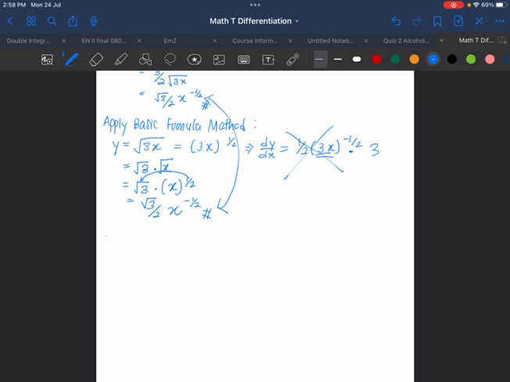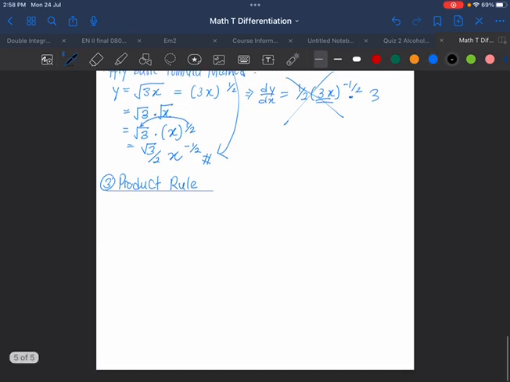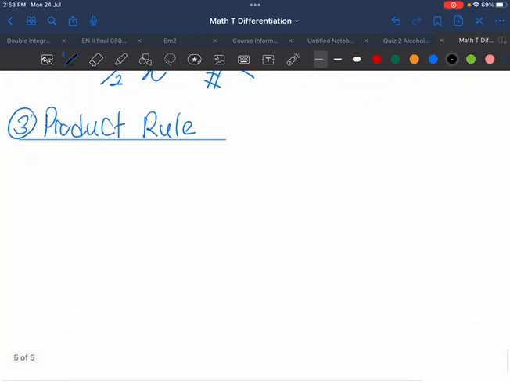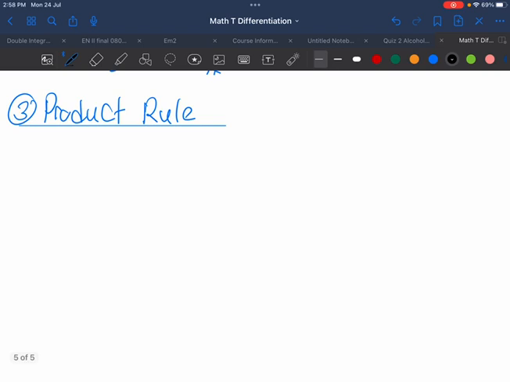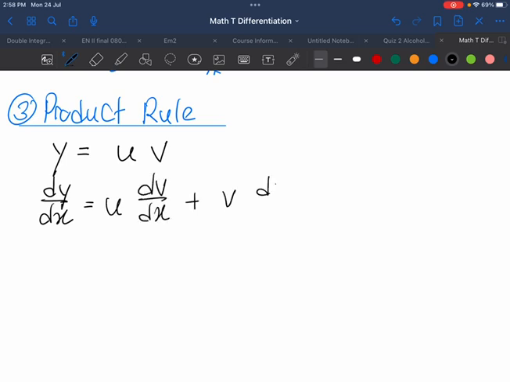So the third thing is product rule. Product rule is quite basic. I can say it's a quite necessary formula for you to learn. When we have y equals uv, where u is a function and v is a function, we get dy/dx equals u dv/dx plus v du/dx, or we can say y prime equals uv prime plus vu prime.